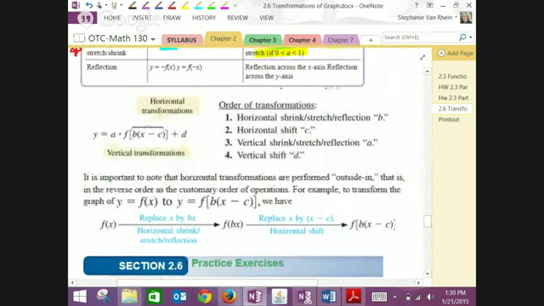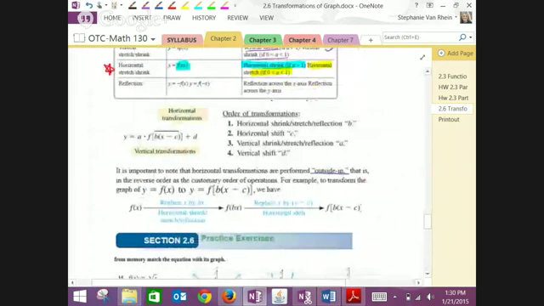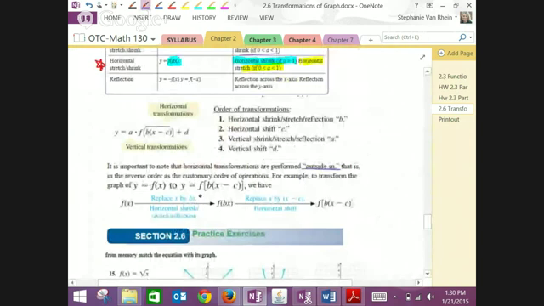So just kind of a note, kind of what we talked about before, it's important that horizontal transformations are performed outside in. So dealing with maybe something that's a little more complicated, and these don't really come up, but the first thing you would want to do is replace your function with bx. Then you would want to do any shifts. So you do any kind of horizontal shrinks or reflections or stretches. And then you would do your shifts.